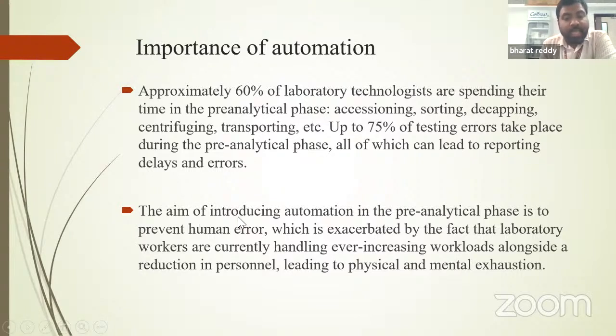The aim of introducing automation in the pre-analytical phase is to prevent human errors, which is exacerbated by the fact that laboratory workers are currently handling ever-increasing workloads alongside a reduction in personnel, leading to physical and mental exhaustion.